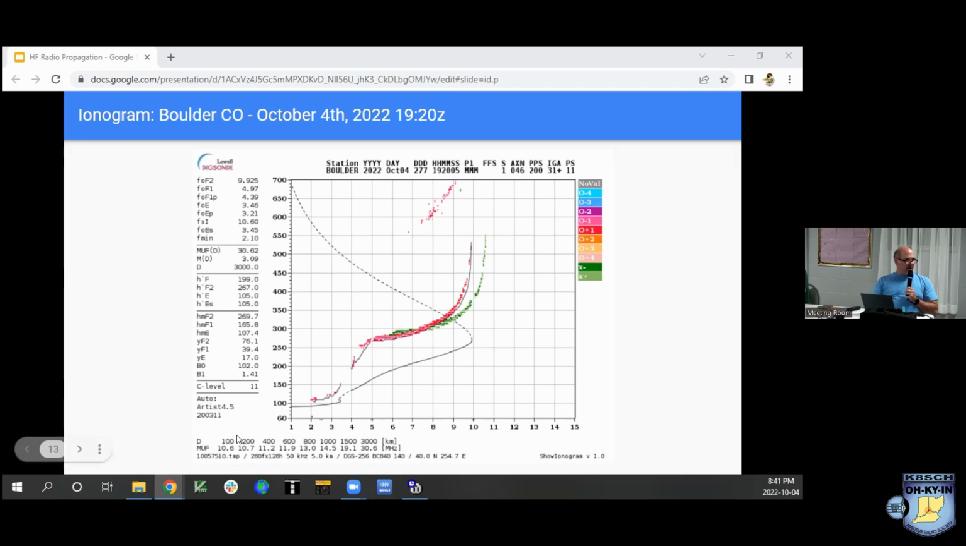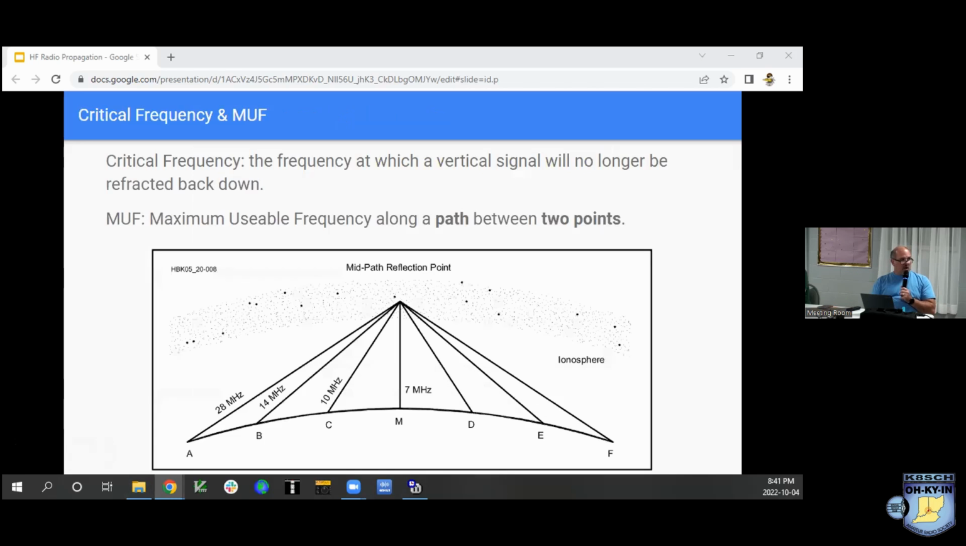So if you're having a 100-kilometer hop, your MUF is the maximum usable frequency between 2 points. As you get further and further out, I'll jump ahead and I'll show you, your MUF changes between 2 points. So if you're at M talking straight up and down, your MUF is your critical frequency. But as you begin to aim your signal more and more horizontally, the ionosphere is going to refract it differently. So 10 megahertz will work to go from C to D. 14 megahertz will go from B to E. 28 megahertz will go from A to F.